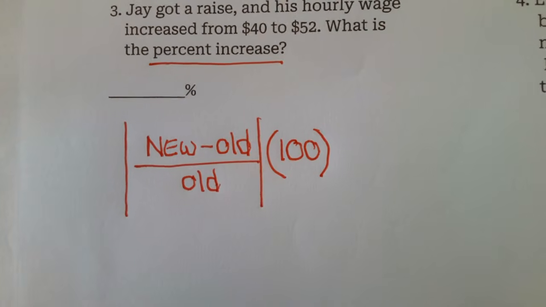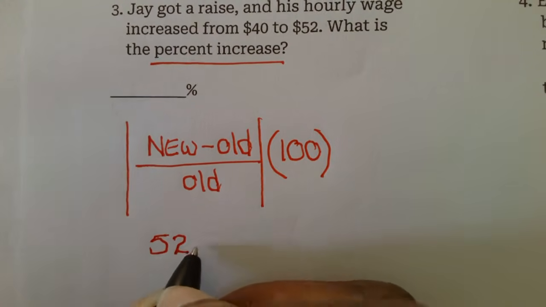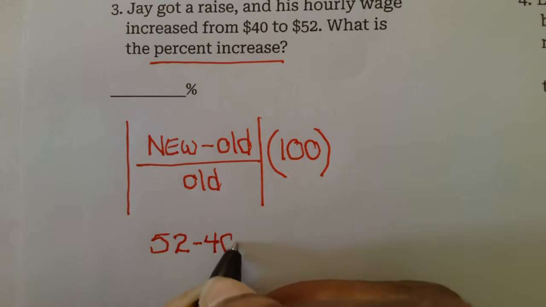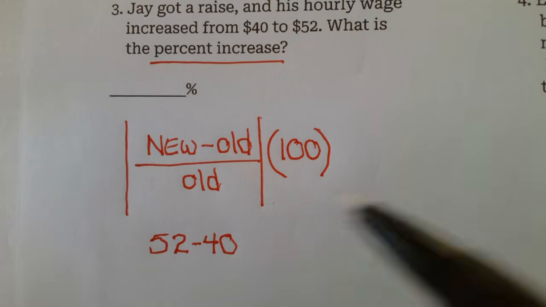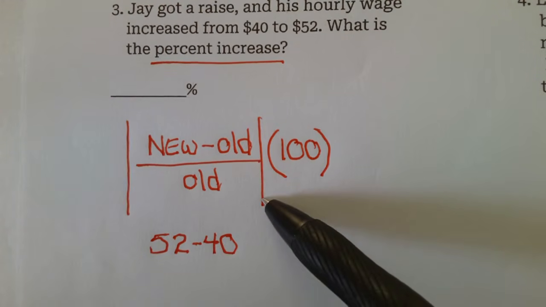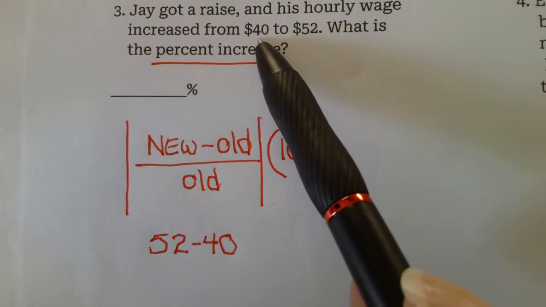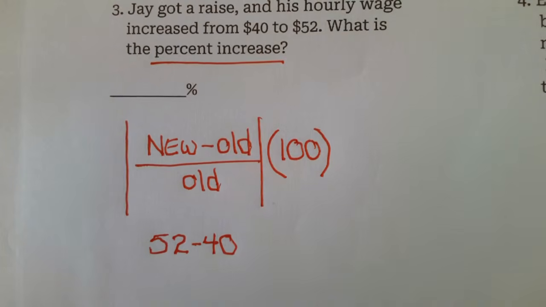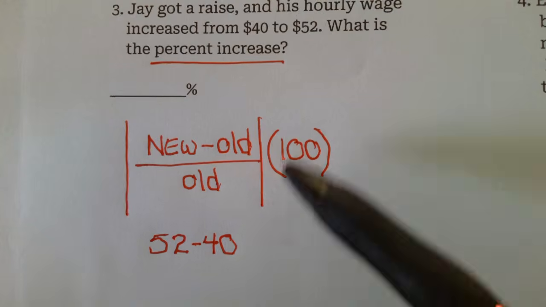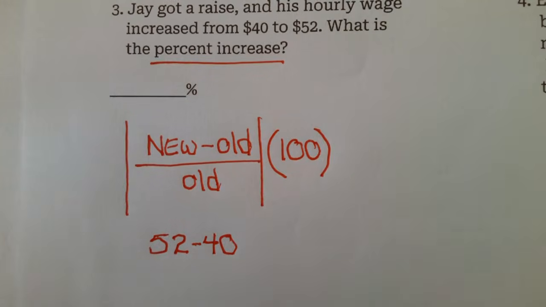So, if we look at it, the new is 52. All right, not too shabby. The old is 40. So since 52 is larger than 40, we're not going to have to worry about the absolute value. The reason why I put the absolute values, or sometimes they have the absolute value around the formula, is if they switched it around, say that you were getting paid $52 and they decided to only pay you $40. Well, that will be a price decrease, okay? But your answer will always be positive. That's why they put the absolute value in there.